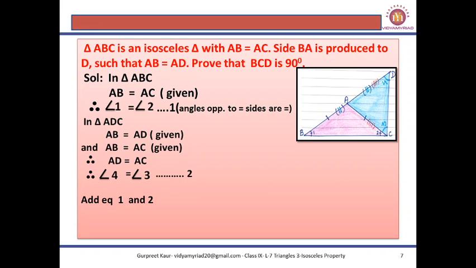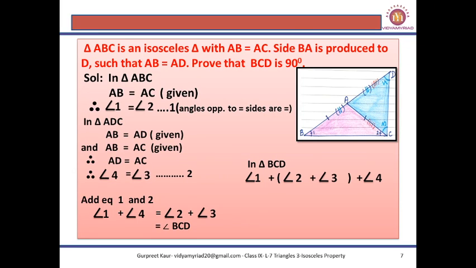Now from equation number 1 and 2, we see that angle 1 plus 4 is equal to angle 2 plus angle 3. Now if you look into the figure, where are angle 2 and angle 3? That is the total angle BCD. So we can name it as angle BCD. We have to prove that angle BCD should be equal to 90 degrees. Now to prove that, we will take the bigger triangle BDC. Let's take this triangle. So we can say that angle 1 plus angle 2 plus angle 3 plus angle 4 will be equal to 180 degrees.